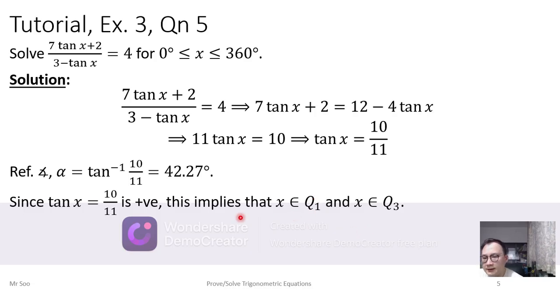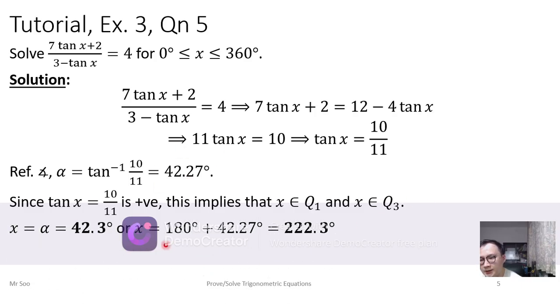Then the last step is to find Q1, where x equals your reference angle, 42.27. For Q3, x equals 180 plus your reference angle, which is 222.3. And the last thing, which I told the other girl, I think Shermin, is you can take this answer and substitute back into the original expression, and see whether you get approximately 4. If you get approximately 4, then these two answers are validated as correct.